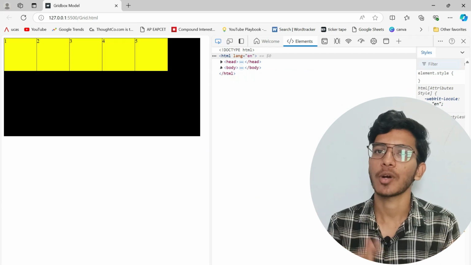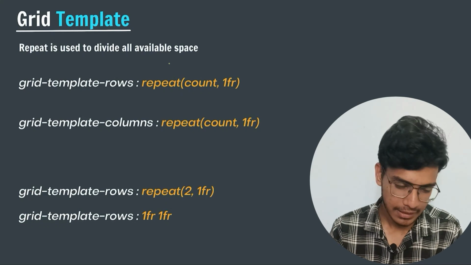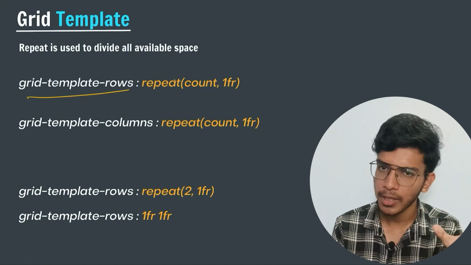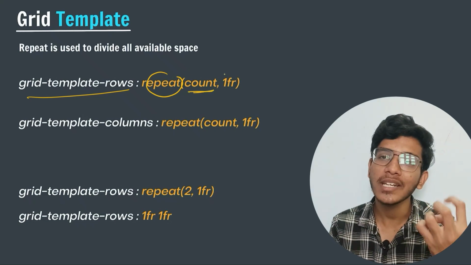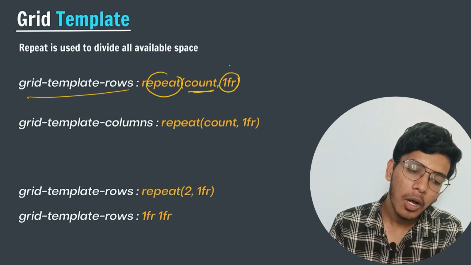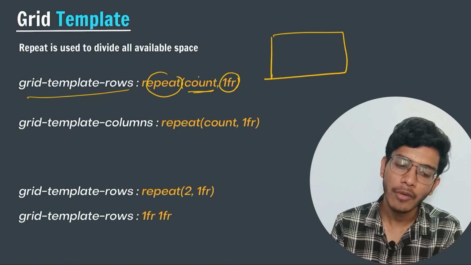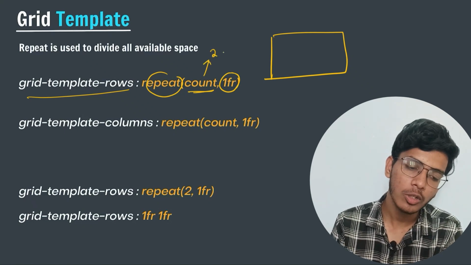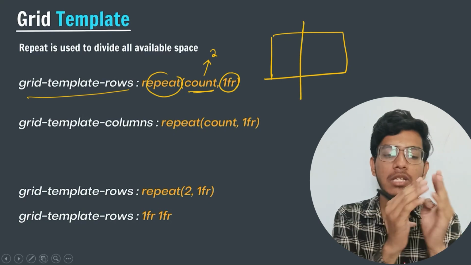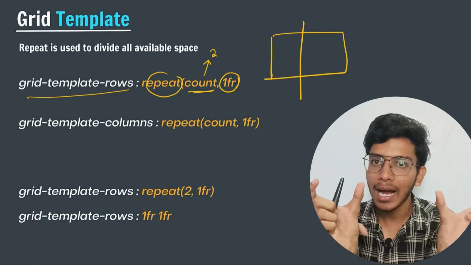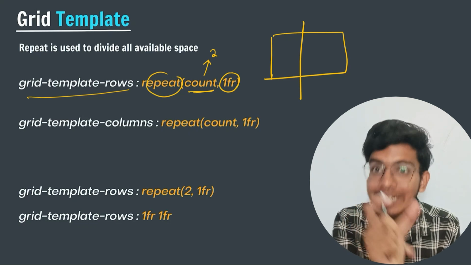Now let us talk about another property. There is a shorthand for grid template. The shorthand is that you write your property, after that you write repeat, and you write the count, how many tracks you want to create and at what fraction. This tells the container, let's say I want to create 2 vertical tracks. It will divide your container into 2 equal parts and create 2 vertical tracks.